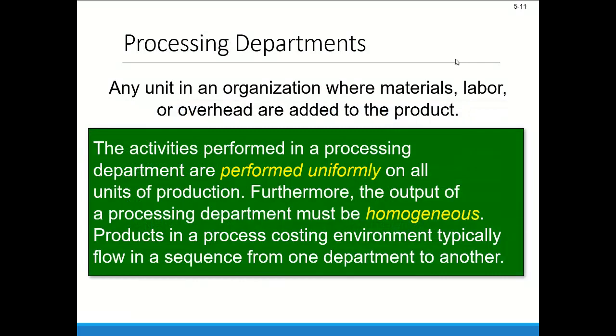So these processing departments that I alluded to a minute ago are really just another way to describe any unit within the organization where some kind of manufacturing costs, whether it's materials, labor, and or overhead, are added to the product. Now, the general assumption is that the activities performed in any particular processing department are done uniformly on all units of production. Again, we're talking about products where one unit to the next is basically indistinguishable.